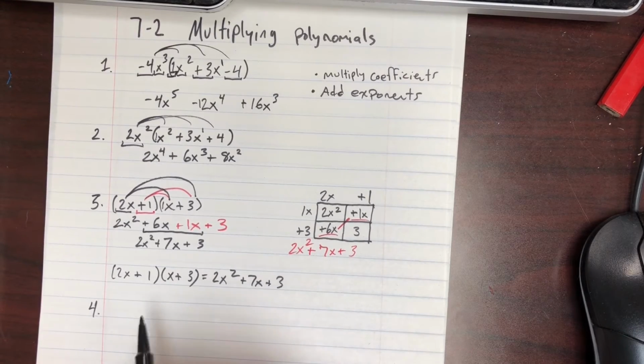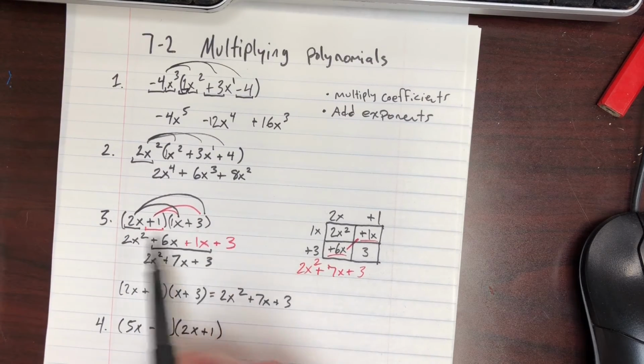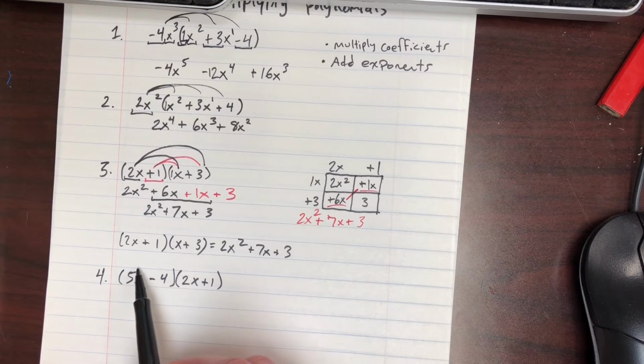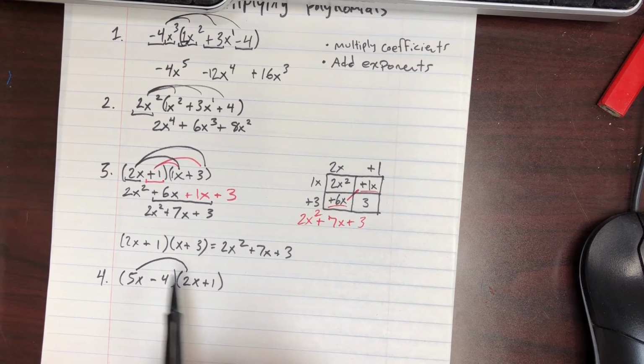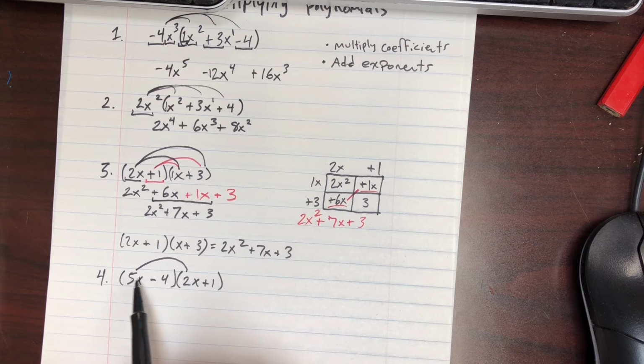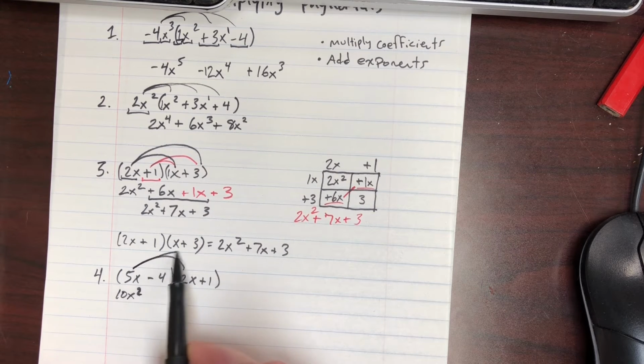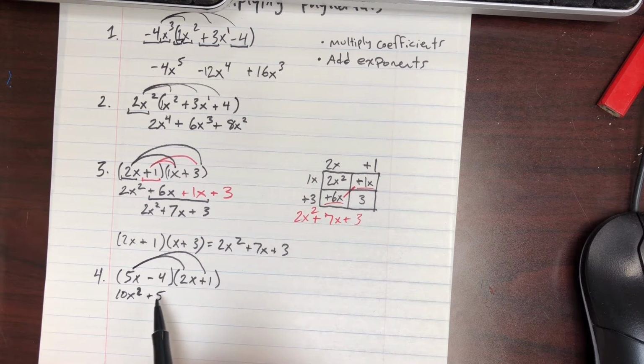So now let's say we have 5x minus 4 times 2x plus 1. So I'll do this one. We call this the more traditional way, this double distributing. So 5x times 2x. Let's see, 5 times 2 is 10. x times x is x squared. Then 5 times 1 is 5, and the x comes with it. There's no x on that one.